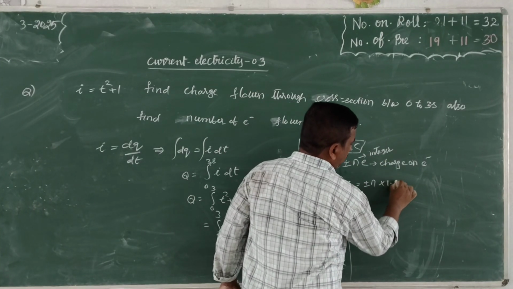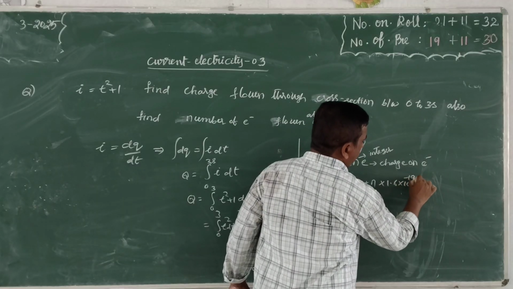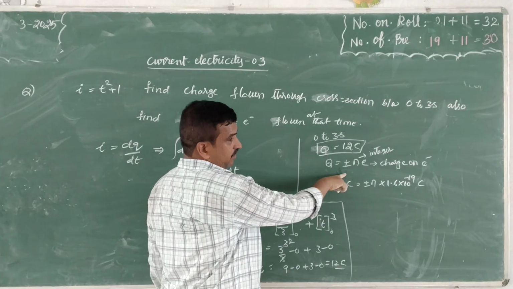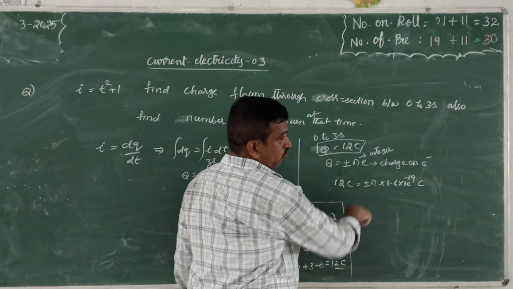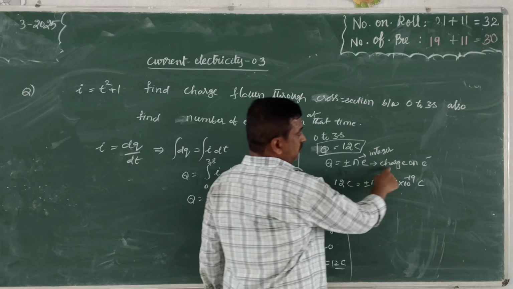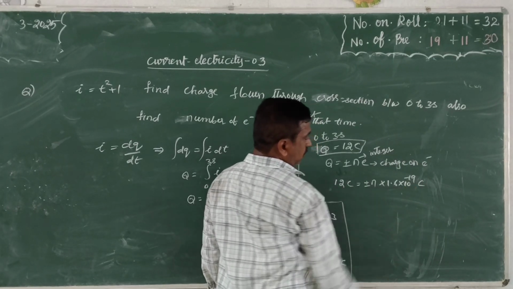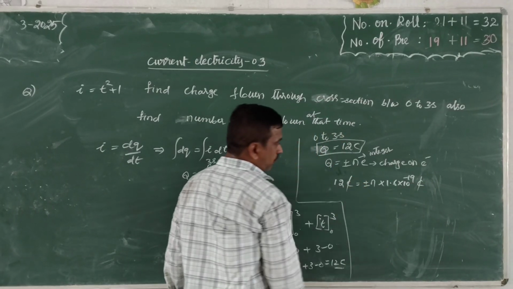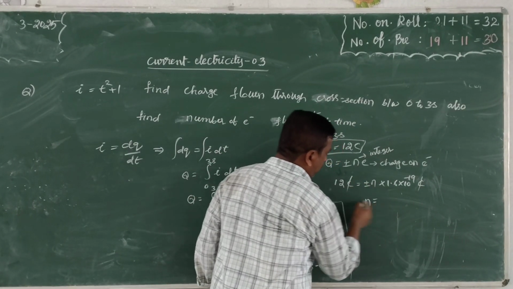What is the charge on the electron? 1.6 into 10 power minus 19 coulombs. q means total charge, plus or minus N means an integer, which we don't know, that only we find out. e means charge on electron, which is 1.6 into 10 power minus 19 coulombs. Here the coulomb cancels, so N equal to 12.